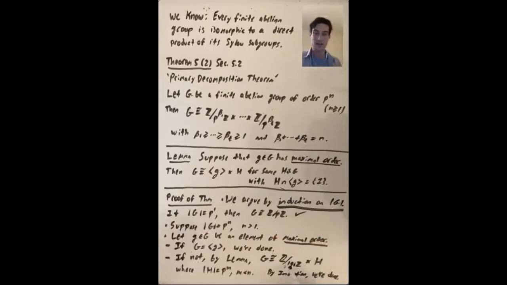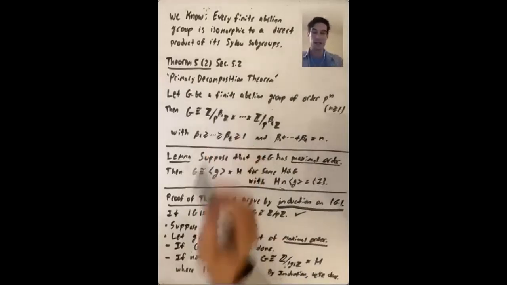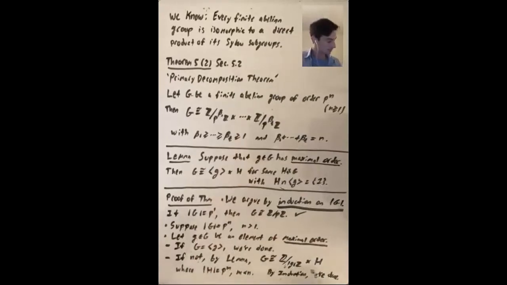Since G is a finite abelian group of order p to the n, the order of g is some prime power, p to the beta 1 for some beta 1. And what do we know about H? It's a subgroup, and it has order p to the m, where m is less than n. We know it's not the trivial subgroup because we know that G is not cyclic, right? G is not equal to the cyclic subgroup generated by g. So the order of H is p to the m for some m that's at least 1 but less than n. So now we apply the induction hypothesis.